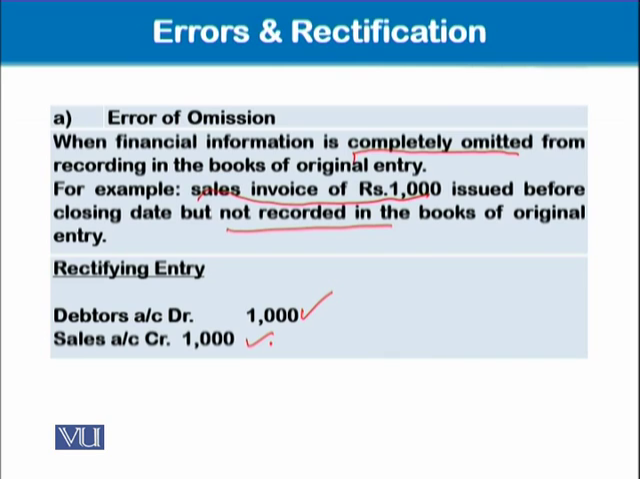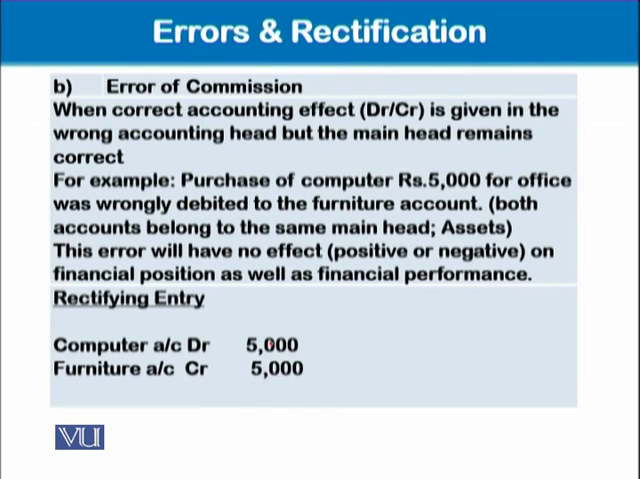Okay, well, the second is error of commission. We have committed an error while recording the entry. And what is the issue? That when we were recording the entry, correct accounting effect debit or credit was given in the wrong accounting head. Okay, the selection of head is wrong, but main head remained correct. Well, so let's see what is its example.